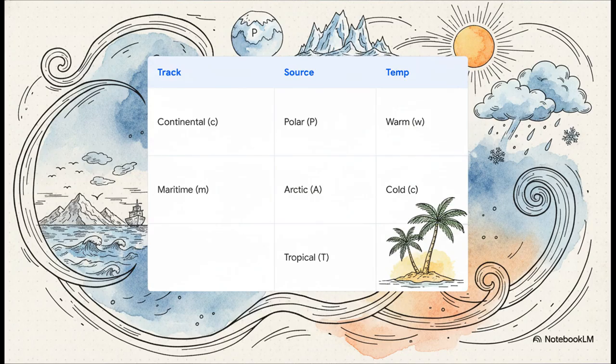And meteorologists track these huge blocks using a really elegant, simple three-letter formula. Track, source region, and temperature. First, does it track over land or water? That's a C for continental, or an M for maritime. Second, the source: polar, Arctic, or tropical. And finally, the temperature relative to the surface, warm or cold. So, for example, maritime polar cold air simply becomes MPC.